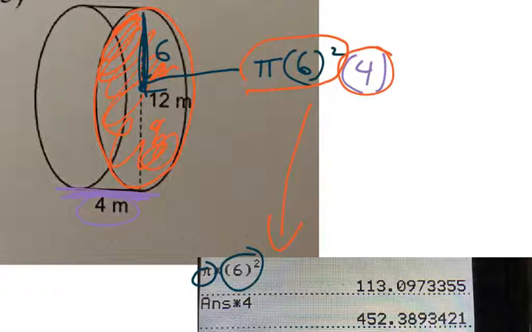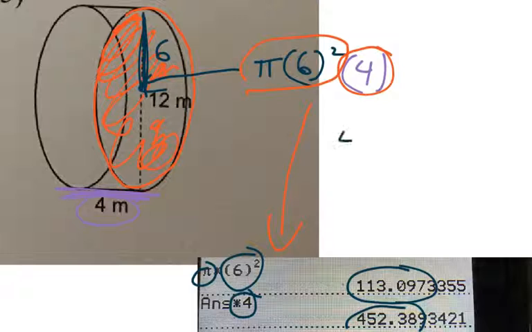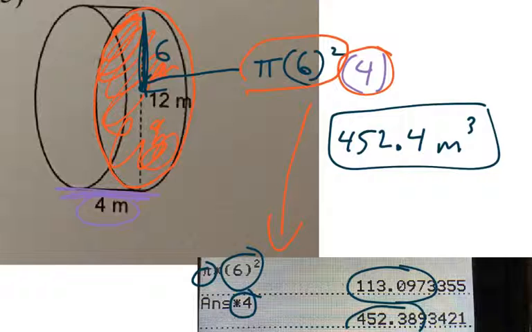Pi times 6 squared is 113.09. All I need to do is times it by the 4. Here is my answer, 452.4. Guys, give me at least one decimal place, please. And that's going to be meters cubed. Don't forget, volume is always cubic. All right, so pause the video if you need to.